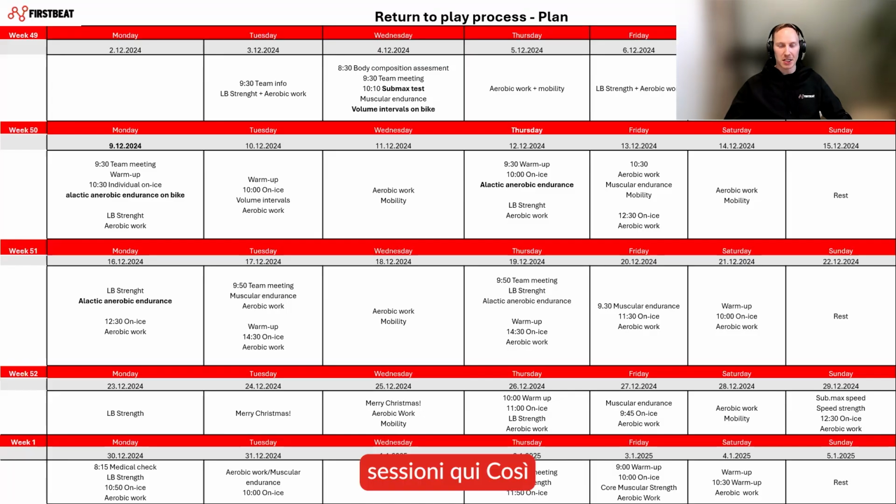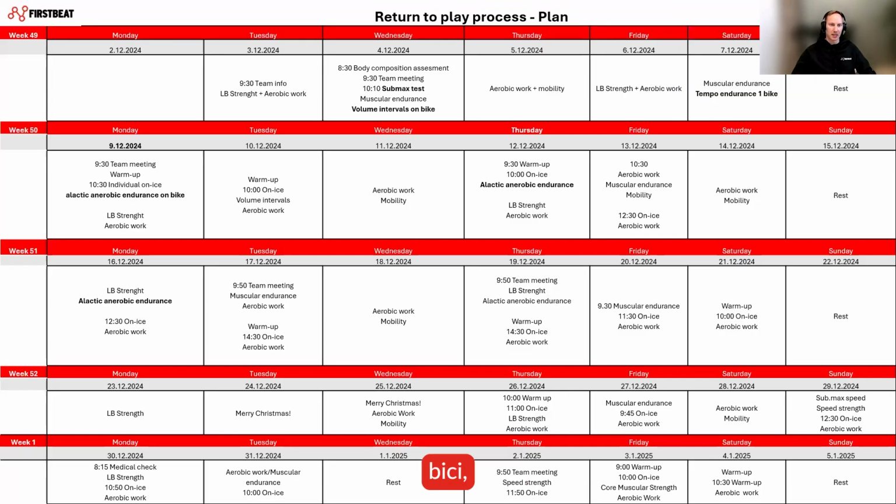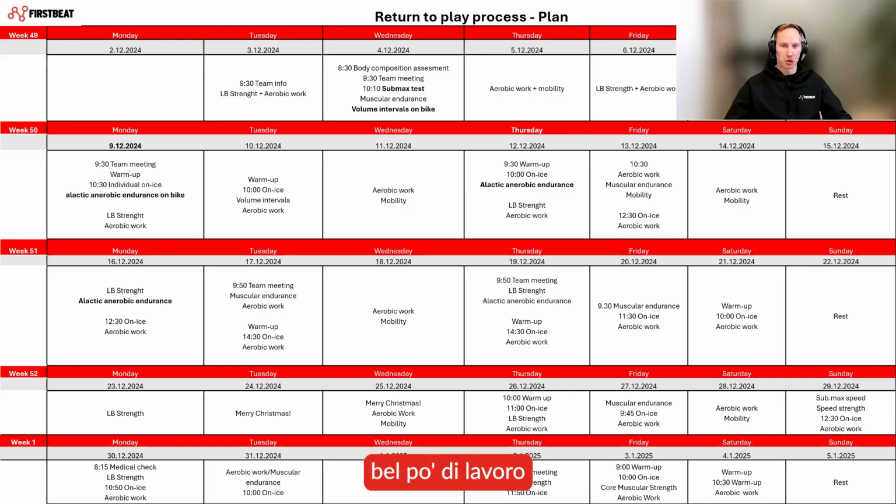endurance sessions here. So they did, for example, volume intervals on bike, tempo endurance on bike, aerobic endurance, and this was also the first time they went on the ice with the athlete, lactic aerobic endurance on the ice, and so forth. Quite a lot of aerobic work divided throughout the week in smaller parts.